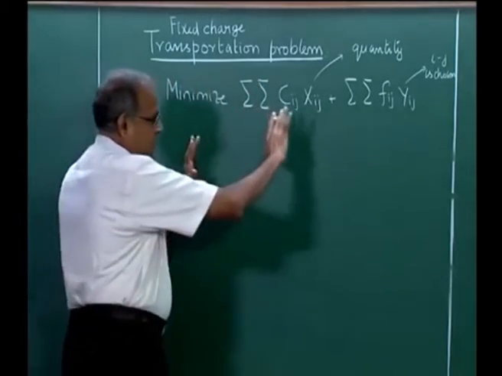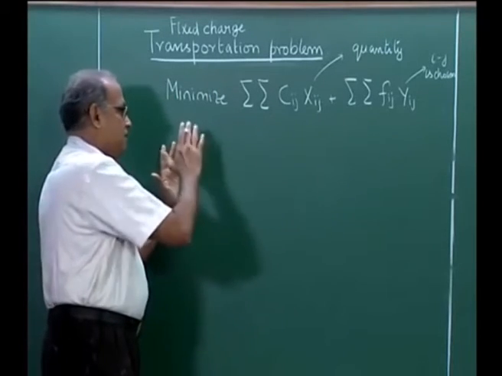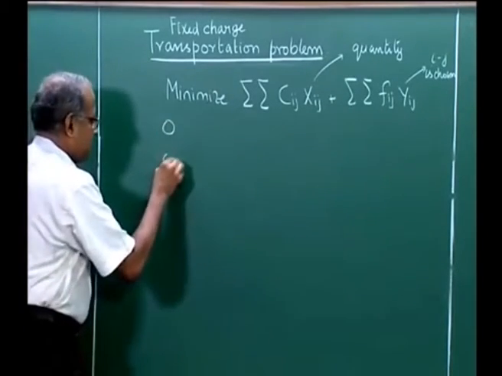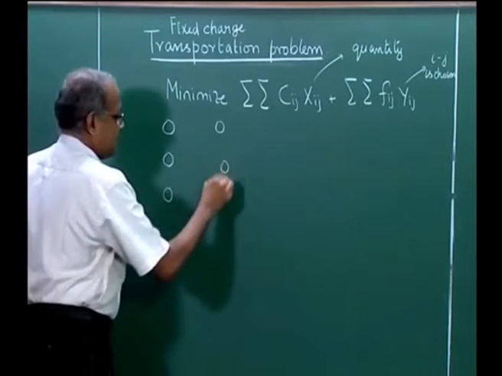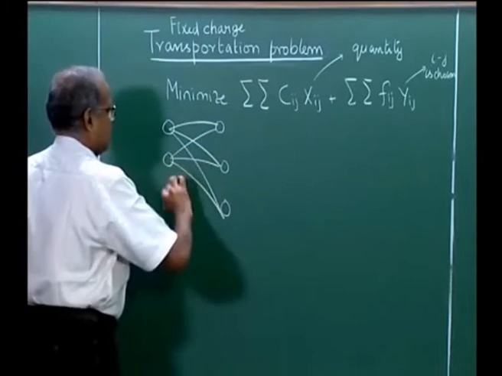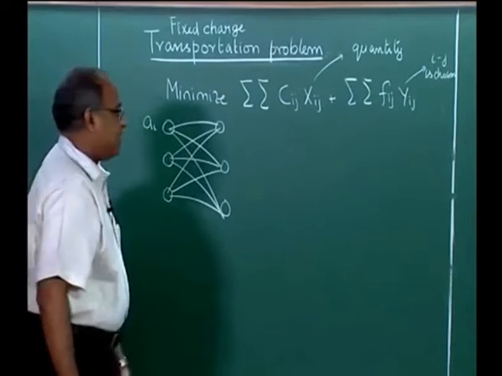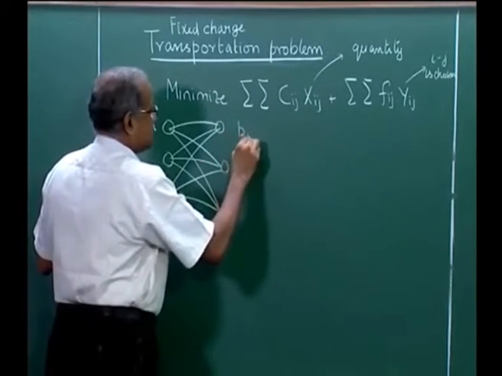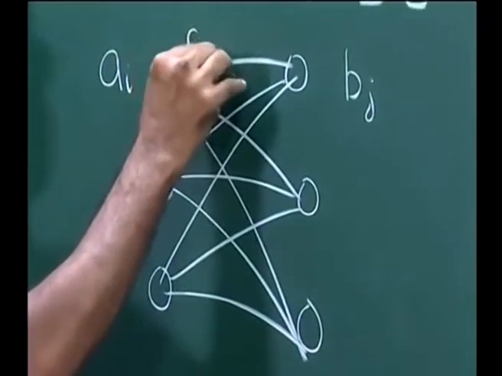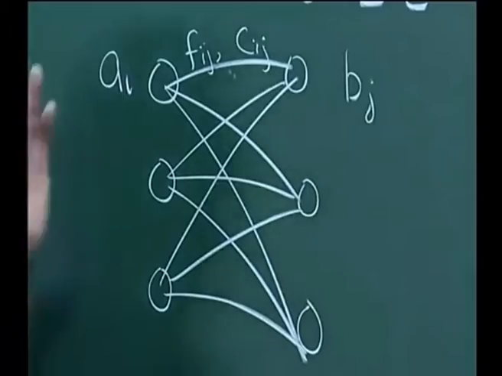So, there is only one stage and there are 2 entities, and the material flows from one set of entities to another set of entities. Typically, we could think in terms of 3 supply points and 3 demand points, and items flow this way. Now, there is an Ai which is the supply available here, and there is a Bj which is the requirement for this. Now, there is a Fij which is a fixed cost, and a Cij which is the unit cost of transportation if we move from i to j.